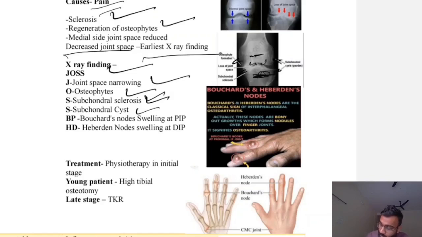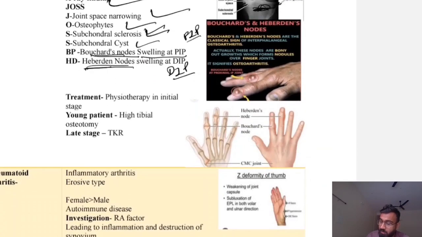Subchondral cyst formation. Okay. Now Bouchard nodes. Bouchard nodes are seen at the PIP joint. Heberden nodes are seen in the DIP joint. So swelling at PIP is Bouchard nodes. Swelling at DIP is Heberden nodes. So these are the osteoarthritis changes.